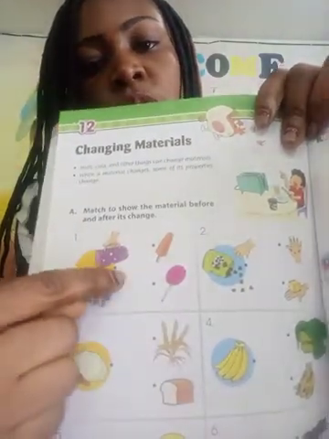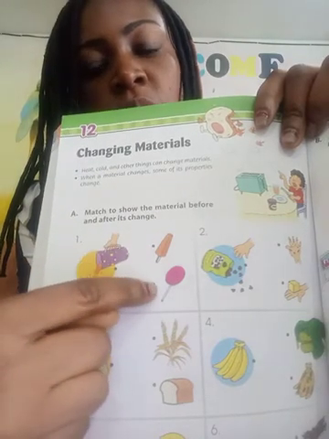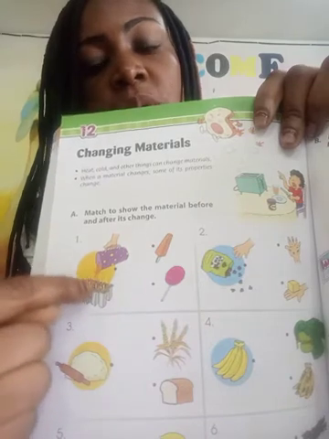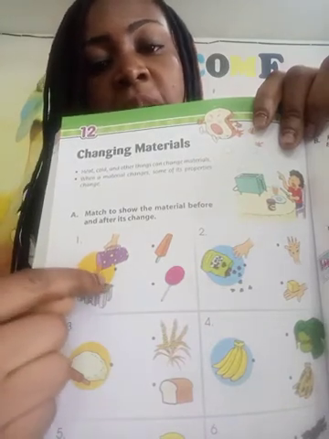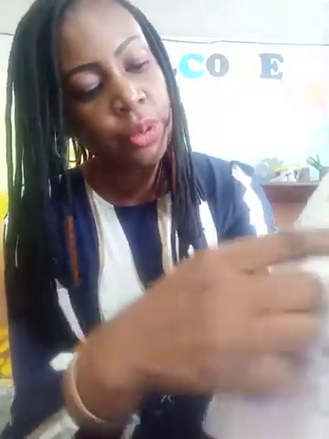Okay, so what you're going to do is draw a line from here to this one. This is a lollipop, and this is not how the material is going to look when cold is applied to it. So this is the correct one. You draw a line to this. Understood? So let's do number 2 together before you continue with number 3 to 6.